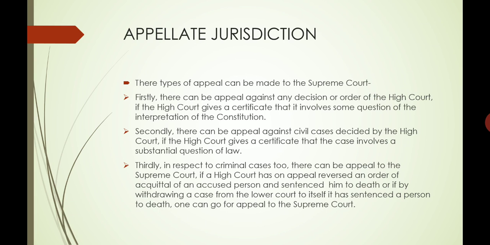Appellate jurisdiction is what? There are types of appeal which can be made in the Supreme Court. First, there can be an appeal against any decision or order of the High Court if the High Court gives a certificate that it involves some question of the interpretation of the Constitution. Second, there can be an appeal against any civil cases decided by the High Court itself. And the third, in criminal cases, there can be an appeal in the Supreme Court if the decision made by the High Court is not satisfactory to either the accused or the witness.